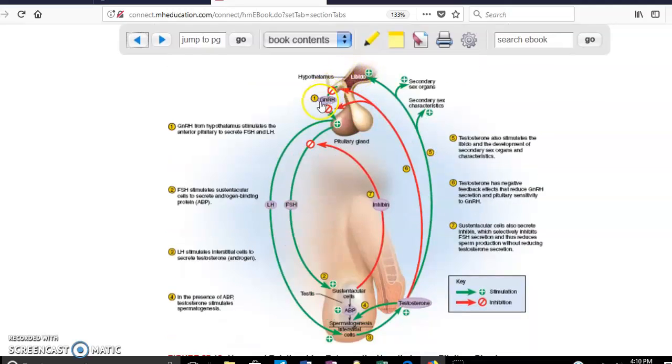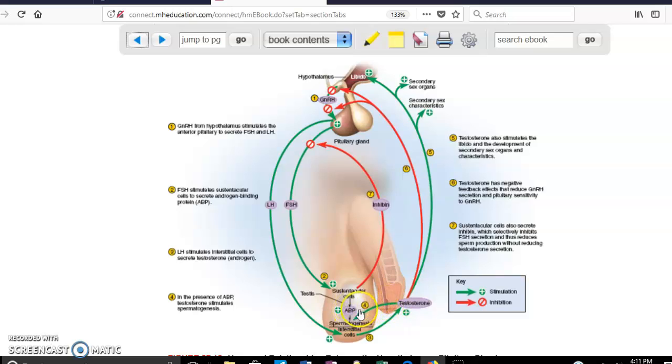As you can see right here, the hypothalamus is the main area that controls hormones. It's going to release GnRH, gonadotropin releasing hormone, that is going to stimulate the pituitary gland to release FSH and LH. FSH is going to stimulate the tentacular cells. Tentacular cells are going to stimulate the production of androgen binding proteins that are necessary for testosterone. LH is going to stimulate the interstitial cells, and these interstitial cells are going to produce testosterone, as you can see right here.